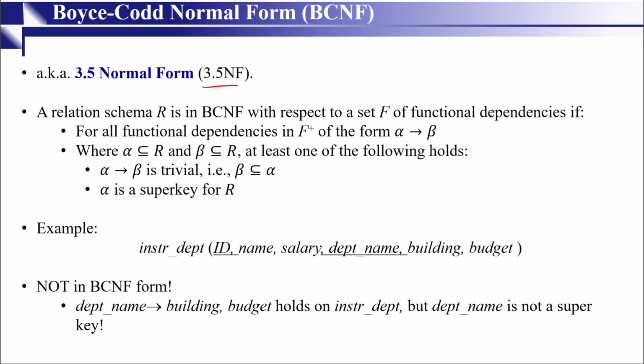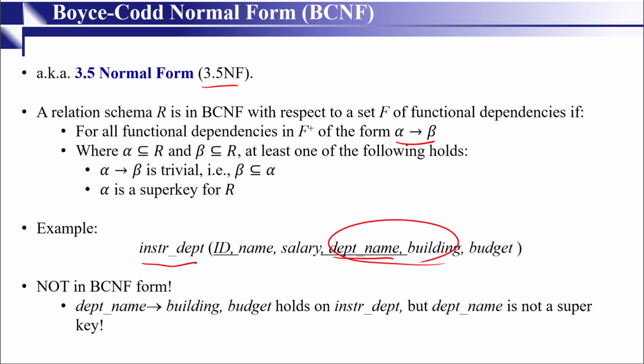A table is in BCNF if for every functional dependency like alpha to beta, either beta is a subset of alpha, which means it is trivial, or alpha is a superkey. So in the case of the inst department table, department name and building are related to each other.